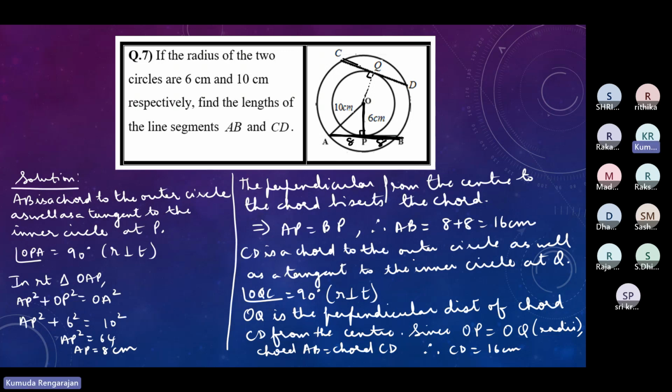Now CD is also a chord of the same outer circle. The distance of AB from the center is OP, which is 6. The distance of CD from the center is OQ, which is also 6 because radius. So because the distances are equal, the lengths of the chords will be equal. So if AB is 16, CD is also 16. Chords that are equidistant from the center are equal.